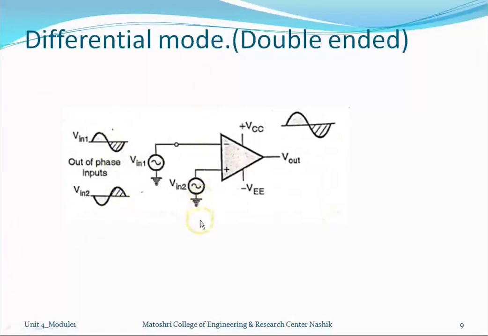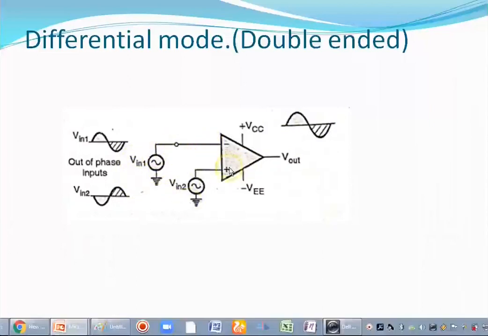Because this type of operation creates a difference between the input signals, the output generated by this mode is nothing but the difference between the two different input signals. So that's why we call it the differential mode, or double-ended operation.